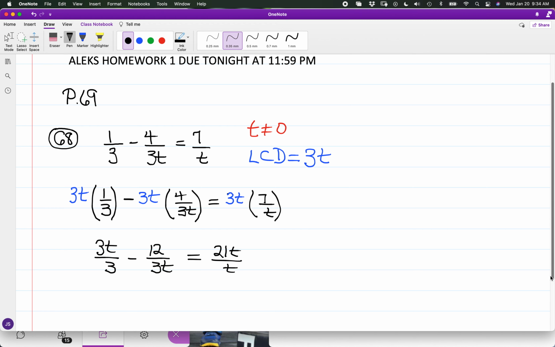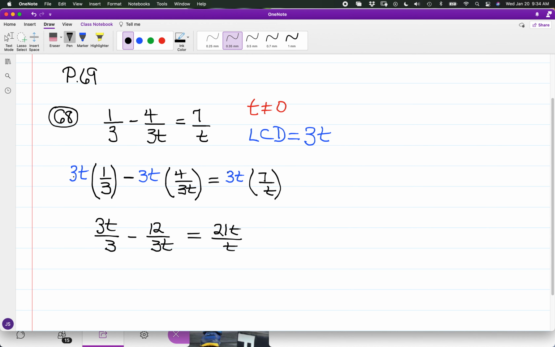And just for the reduction, 3 will go into 3t, t times 1 still goes to t. You have minus, and again, the 3t's would go out and you have 4 left over. That should have been 12t over 3t. So you have minus 4. And we have 21t over t, so this will go to 21. And for our apparent solution, we have t minus 4 is equal to 21. And so we have that t is equal to 25.